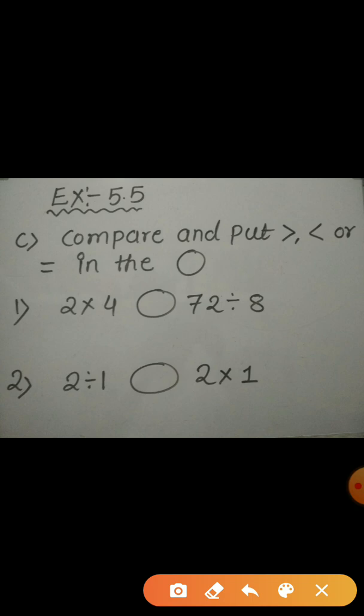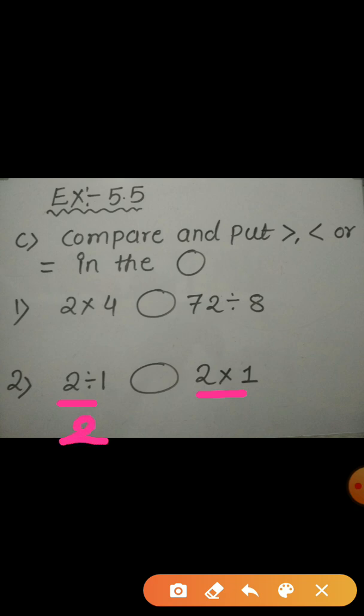Now coming to the second example. On the left hand side we are given 2 divided by 1 and on the right hand side we are given 2 into 1. Let us solve them first to compare. 2 divided by 1. We know that any number divided by 1 always gives the number itself. So 2 divided by 1 is equal to 2.